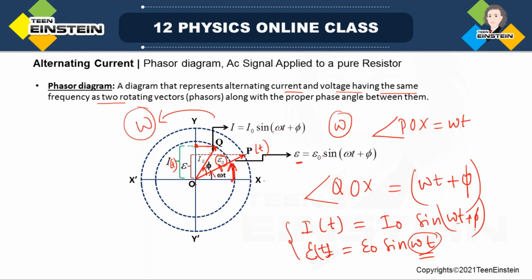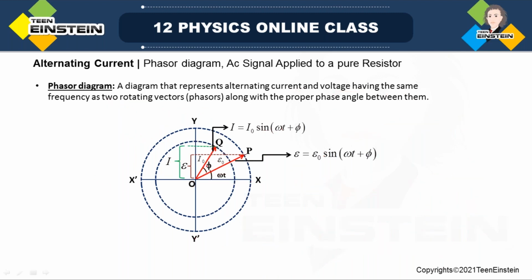So in this case we can say that the current is ahead by phase angle phi. Or in other words, I can say the EMF is lagging behind the current by a phase angle phi. So this is how I can write.